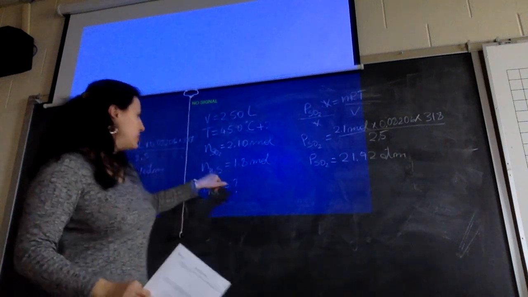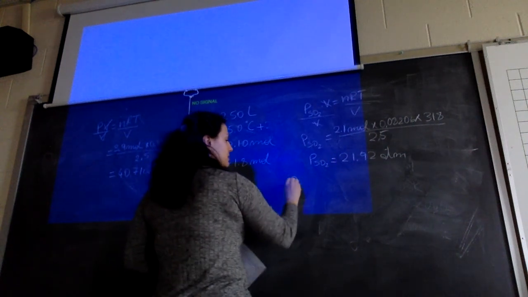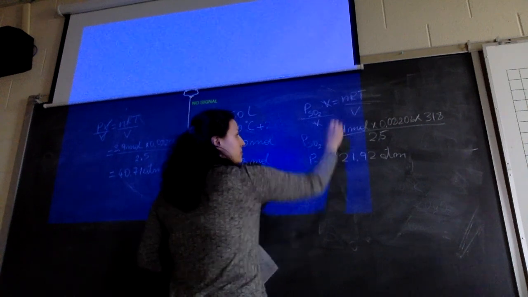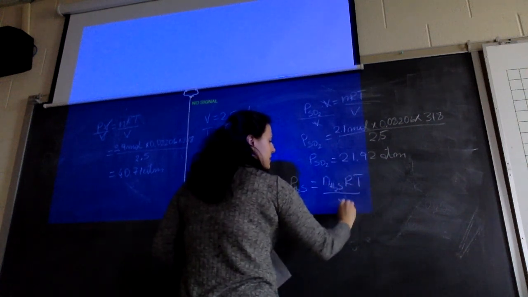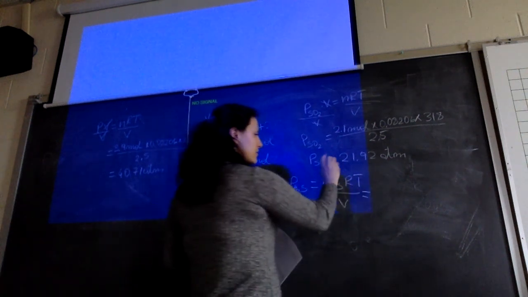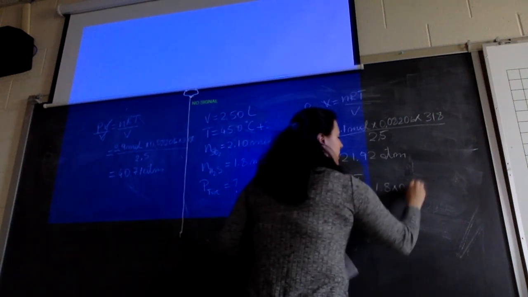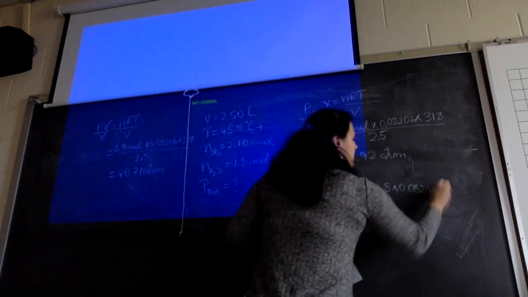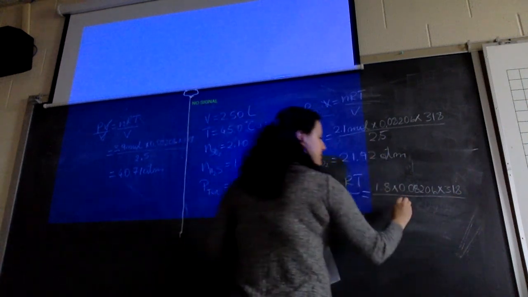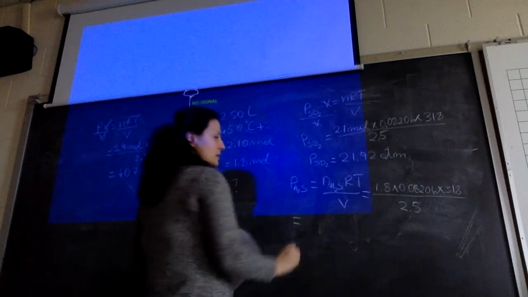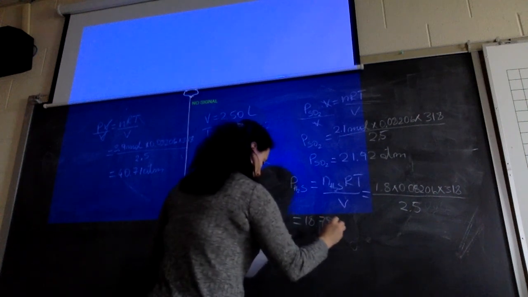Now I can calculate the pressure of H2S the same way. I'm not going to isolate it again because it's the same thing. I'm just going to write it. So the pressure of H2S is going to be n of H2S times RT over V. If I plug in all of those values, n is 1.8 now, 1.8 times 0.08206 times 318 over 2.5. That gives me a pressure of 18.79 atmospheres.